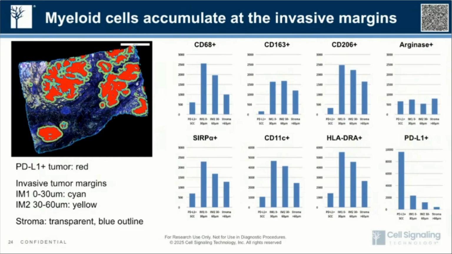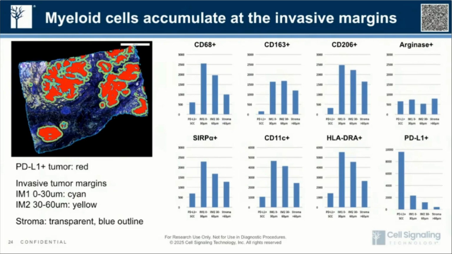So you can see here in red, the PD-L1 positive tumor, and we were able to look at the invasive margins, approximately 30 micrometers outside of that PD-L1 red signal, and then from 30 to 60 micrometers outside of that. So further and further away from the tumor periphery, and then at last in the blue outline is the stroma, the transparent but blue outline. And so we were able to differentiate these different regions adjacent to the tumor and look at the presence of these different markers, these myeloid markers at the invasive margins.